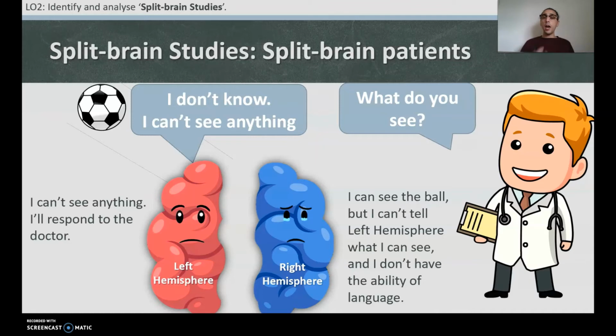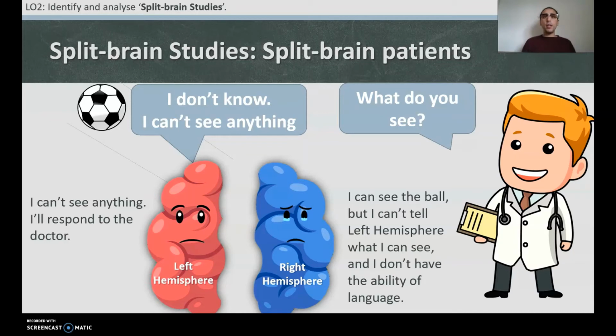And this is what happens with split brain patients. If you put a ball or something on the left visual field of a split brain patient, even though their eyes physically work, their right hemisphere can see it and they can see, "Oh, I can see the object," but because it can't tell the language section, which is in the left hemisphere, what they can see and what the image is, they can't show it when they respond by language and the doctor says, "What do you see?"